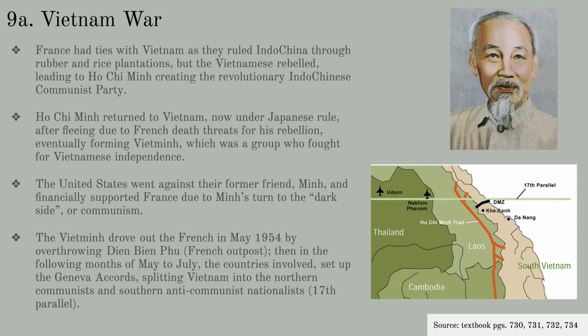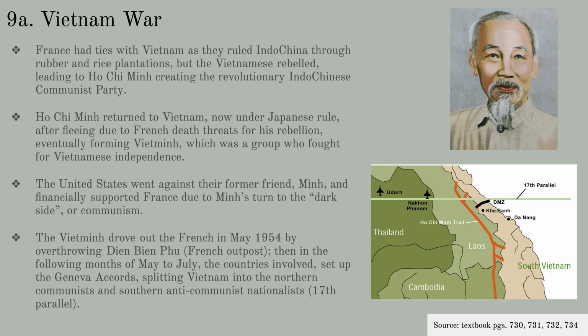9A, the Vietnam War. So France had ties with Vietnam as they ruled Indochina through rubber and rice plantations. But the Vietnamese rebelled, leading to Ho Chi Minh creating the Revolutionary Indochinese Communist Party. Ho Chi Minh returned to Vietnam, now under Japanese rule, after fleeing due to French death threats for his rebellion, eventually forming the Viet Minh, which was a group who fought for Vietnamese independence.